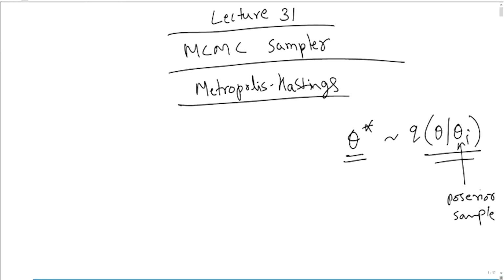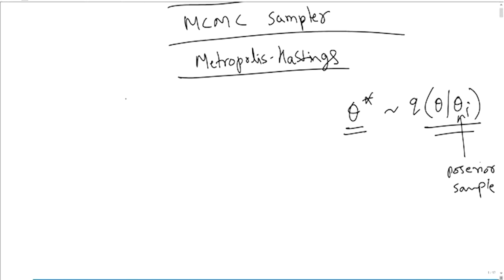So that's why each time our proposal is conditional on the current state of the chain. So basically the sample that you have already collected, right? So each new sample is going to be dependent on just its immediate previous sample, right? So that's how it follows a Markov process.